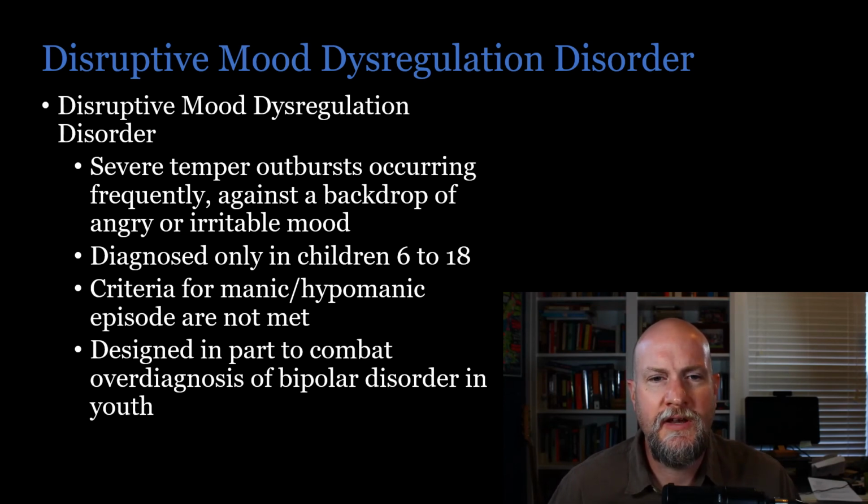What we're seeing here is severe temper outbursts occurring frequently against a backdrop of angry or irritable mood. It's diagnosed only in children 6 to 18, so you still have this idea of adults who manifest these symptoms, but for the purposes of this diagnosis, it is only applicable to children 6 to 18. You cannot meet the criteria for a manic or a hypomanic episode, so that extreme irritability is not in the context of mania. And this was designed in part to overcome the overdiagnosis of bipolar disorder in youth.